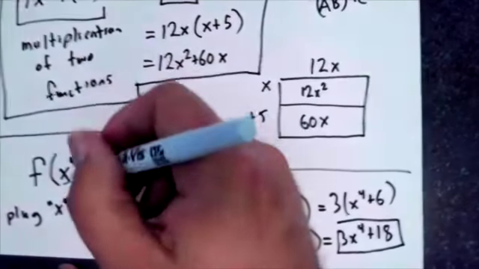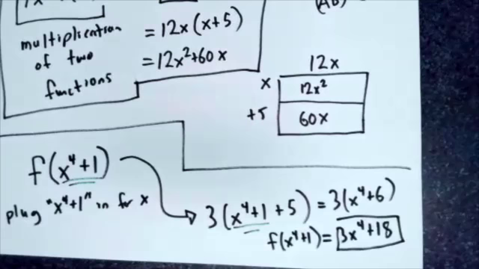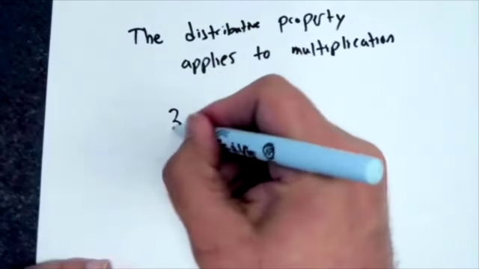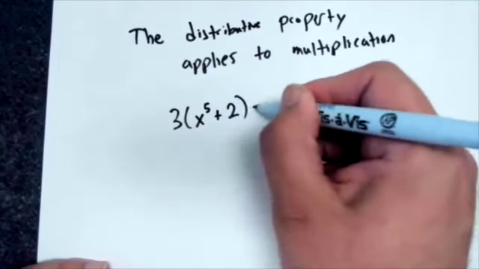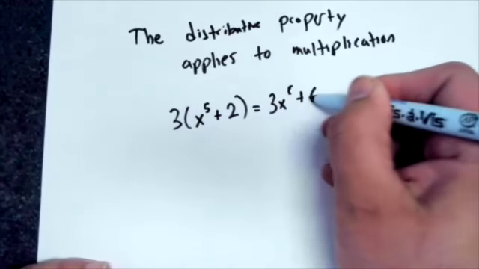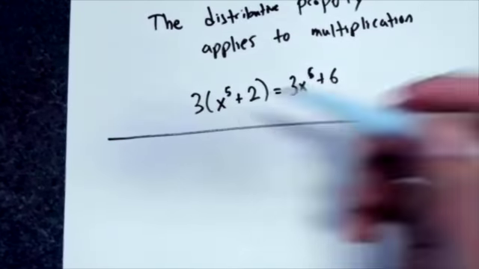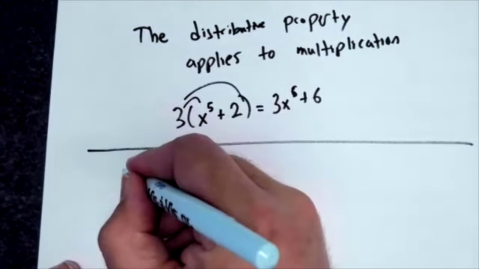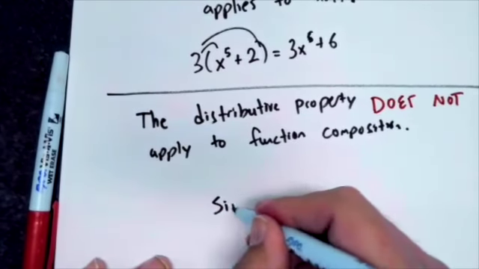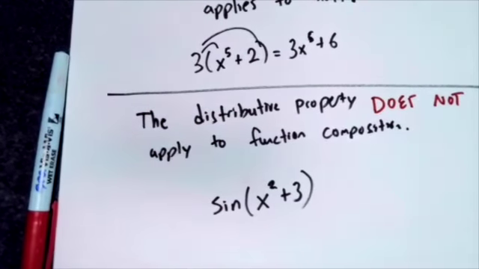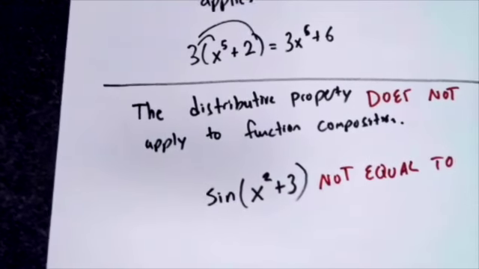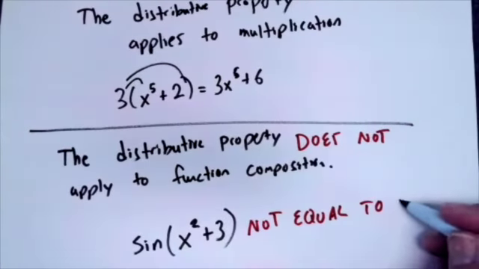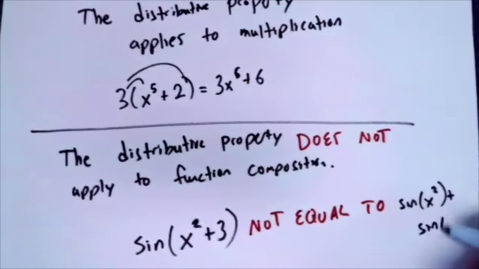But the key is whatever I see inside these parentheses that represent the argument of a function, you plug in when you see them. The distributive property applies to multiplication. I can do 3 times (x to the 5th plus 2) is equal to 3x to the 5th plus 6, because here these parentheses mean multiplication. So this is valid. I can distribute through. The distributive property does not apply to function composition. So if I have something like sine of (x squared plus 3), that is not the same. There's no notion of distributing a sine. It just doesn't work. These are completely different things that don't have anything to do with each other.